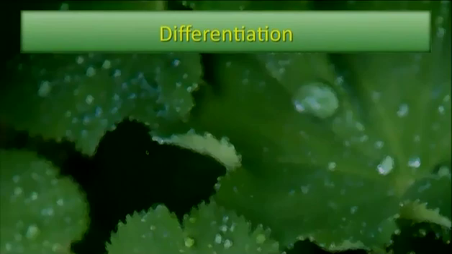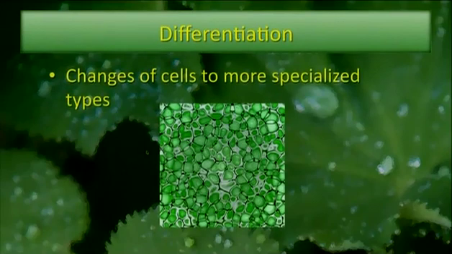Differentiation happens after cells have enlarged. It's the change of cells to more specialized types. Cells develop different forms depending on the function they're doing. Some cells will become conduction cells, such as xylem cells or phloem cells.